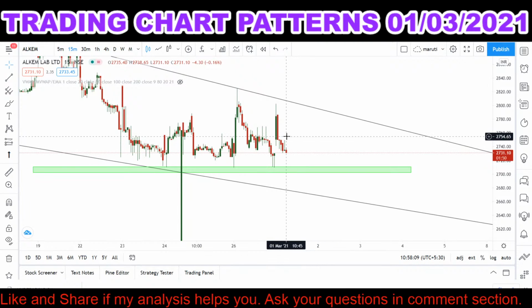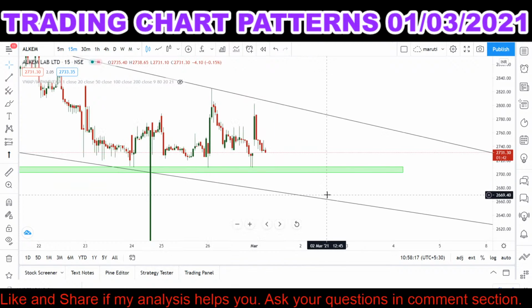Let this stock break this support and give a closing below 2709, then only we can enter a short position. Why? Because we are not so clear here about who has won. The sellers are waiting, the buyers are waiting. As the candle is not yet closed, we don't know who is going to win. So whoever wins, we will sit with him.